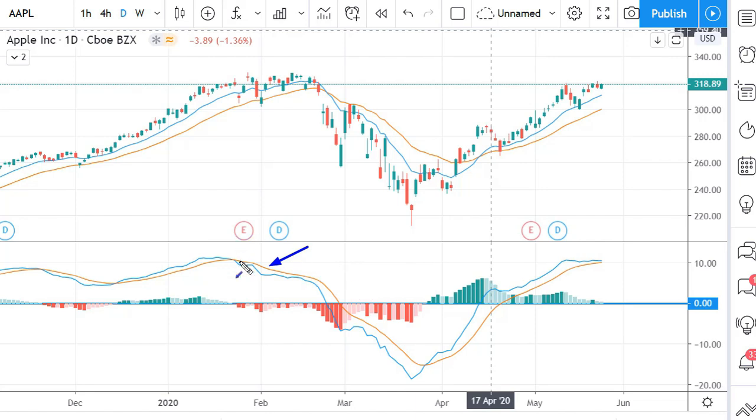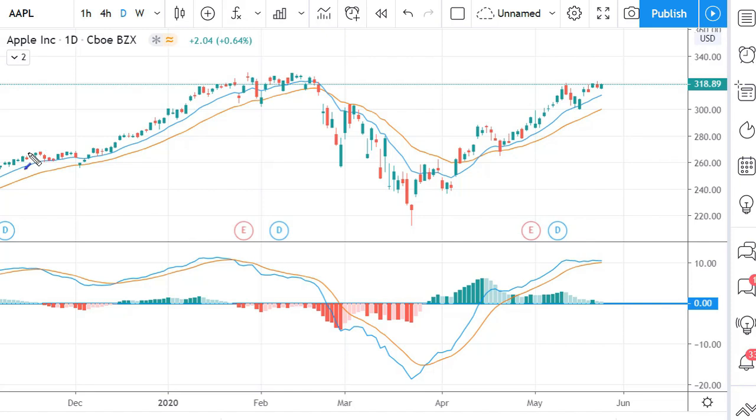The signal line is simply a 9 period moving average on the MACD line. So it's not a moving average on the price, it is a moving average on the MACD line. At this point in time, this value is the average of the last 9 periods on the MACD line. So the signal line, I hope you can see already, is a fairly okay tool to detect if something is shifting here.